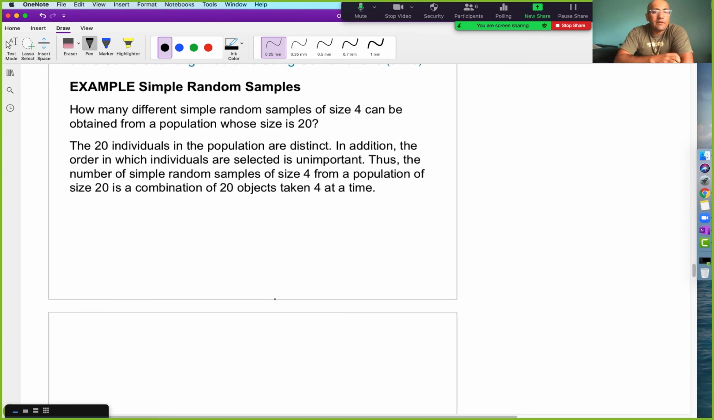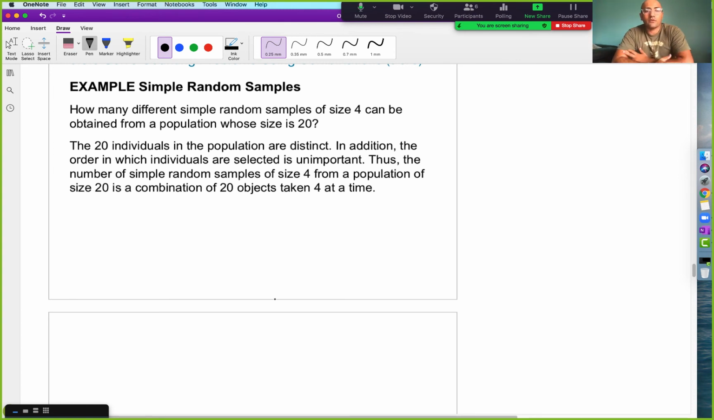Here's an example. How many different simple random samples of size 4 can be obtained from a population whose size is 20? So we have 20 individuals, say 20 people in my class, and I want to pick 4 of them, and those 4 people have to take a quiz. Everyone else gets to go home. Or, well, I guess if you're in a classroom, 16 people don't have to take the quiz. 4 people are going to be randomly selected, and they will be quizzed. Okay, so in this case, the order doesn't matter, right? Because you don't really care whether you're the first one picked, the second, the third, or the fourth. Either way, you got to take a quiz. Right?